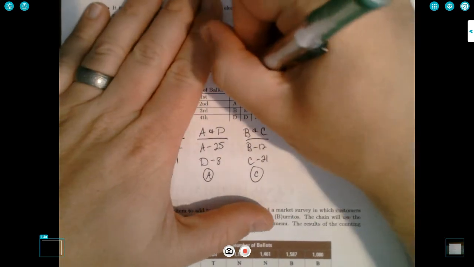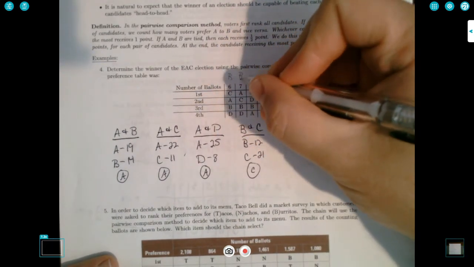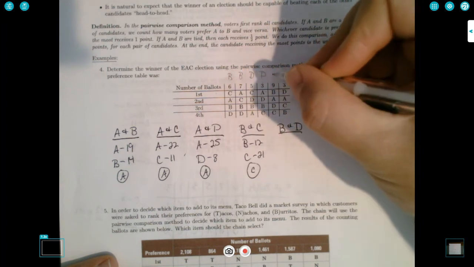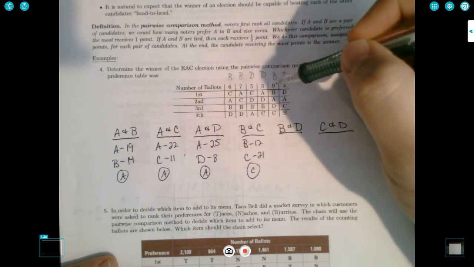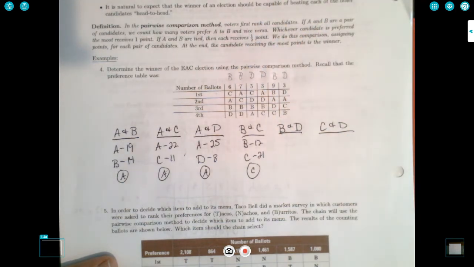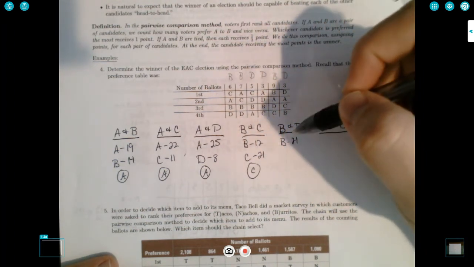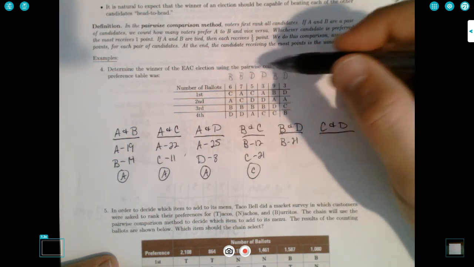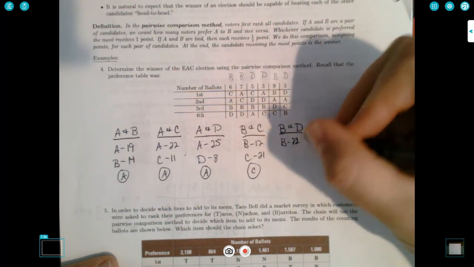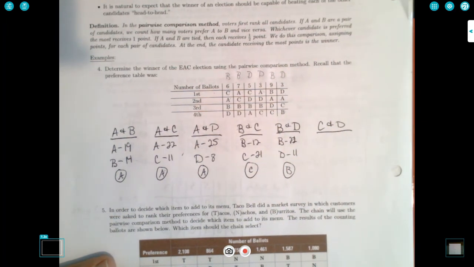If we compare B and D, here B wins, B wins, D wins, D wins, B wins, D wins. So B gets 13 plus 9 is 21. And D gets 8, 9, 10, 11. Oh, I must have miscounted then. 13 is 22. Sorry. And then D gets 11. So obviously B wins in that head-to-head matching.